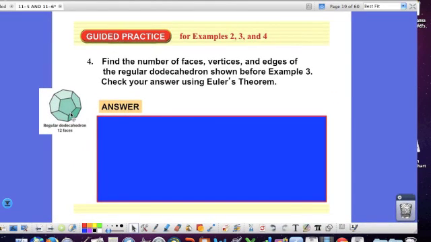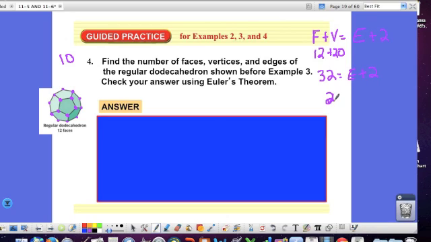Find the number of faces, vertices, and edges of the regular dodecahedron from example 3. Check your answer using Euler's theorem. So I brought over this image so that I can see, obviously, a dodecahedron is going to have 12 faces. Faces plus the vertices should equal the edges plus 2. So for vertices, 1, 2, 3, 4, 5. There would be 5 on the other side also for a total of 10. And then 1, 2, 3, 4, 5, 6, 7, 8, 9, 10 where the two fit together. So that's 32. So edges plus 2.